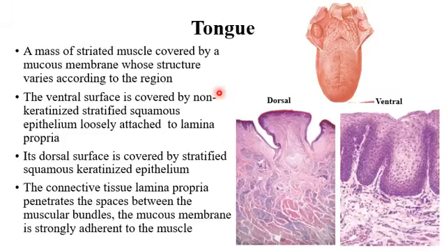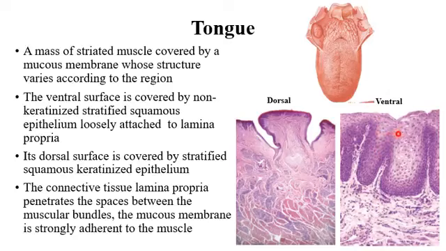The tongue is a highly muscular organ. It protrudes upward and forward into the oral cavity from the floor of the mouth. It has two surfaces: the upper surface or dorsal surface, and the lower surface, which we can see here, called the ventral surface.